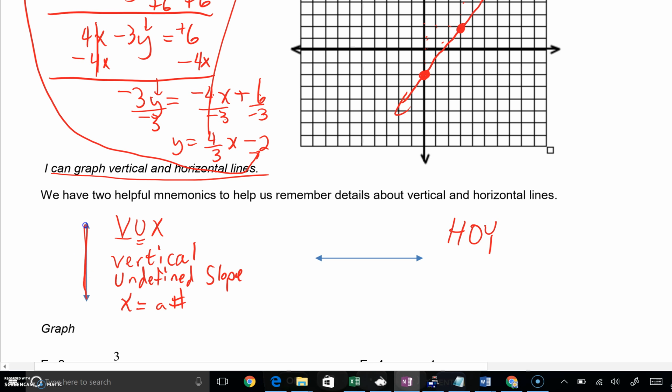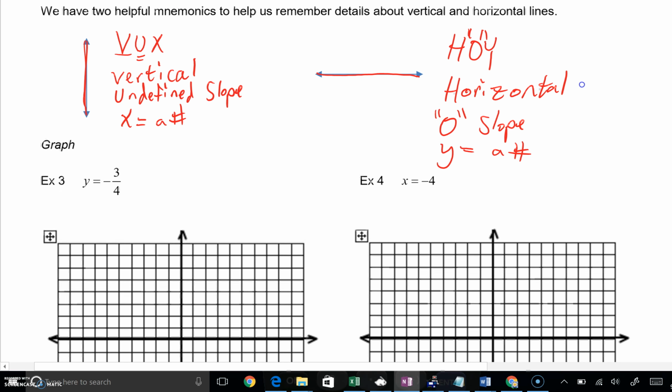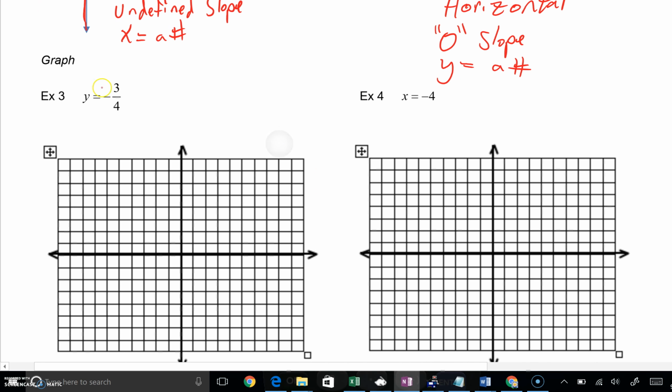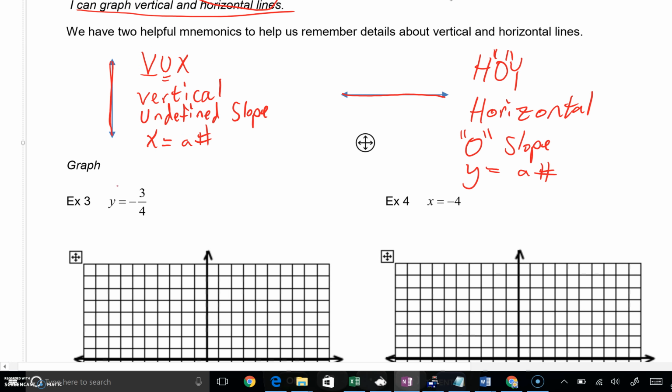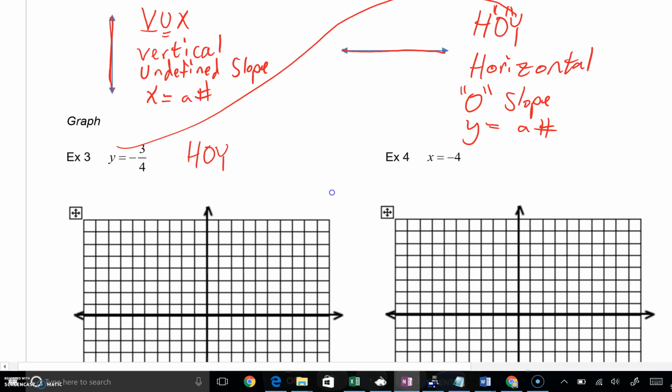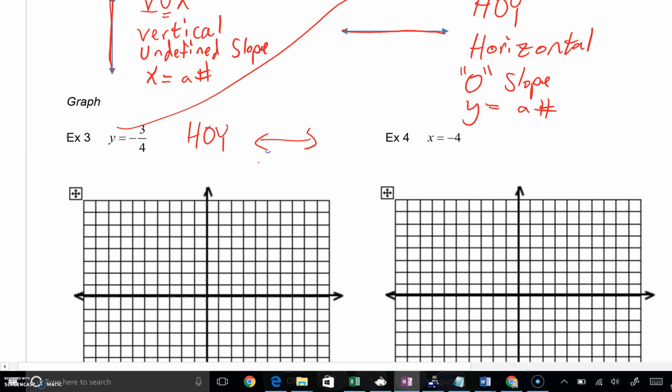Vertical lines always go straight up and down. Horizontal lines go left to right. So H indicates horizontal lines. This is not the letter O, it's really the number 0. So we'd have 0 slope. And for an equation, we always have y equals a number. So, for example, when we see y, I hope you'd look at this and you'd think this is Hoy. It's a left to right line.